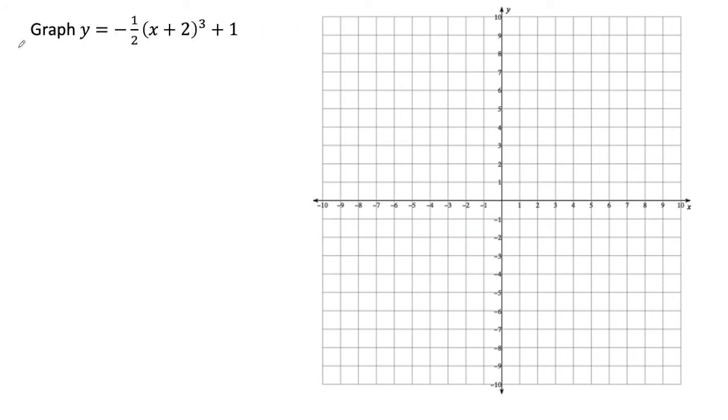In our next example, we're going to go over the function y equals negative 1/2 quantity x plus 2 cubed plus 1. And so this function is a cubic. So this is our parent function, y equals x cubed. Identify your a, your h, and your k value. So my a value is negative 1/2. Your h value is negative 2. And your k value is positive 1.